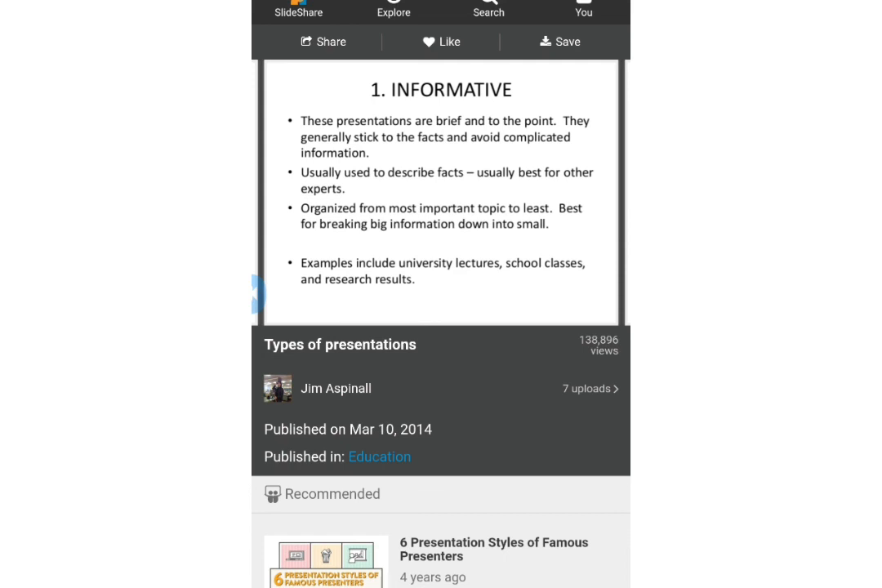All these are examples of informative presentation. All right, so let's go through it once more. Informative presentation only gives information. It is short, it is to the point, it is not complicated. Usually you talk about the important topic first and save the least important topic for the last, and it breaks down information into small pieces so that it is easily understandable by everyone. All right, and the examples are given there.